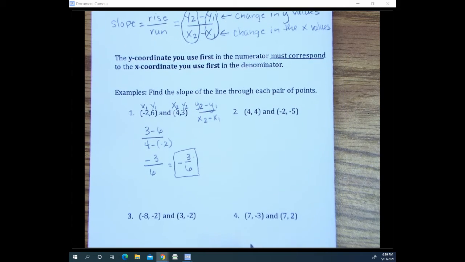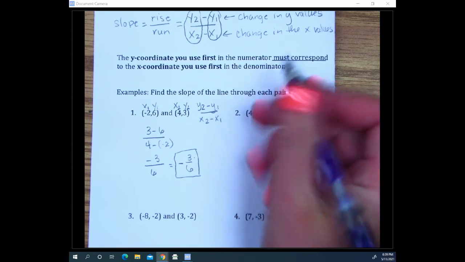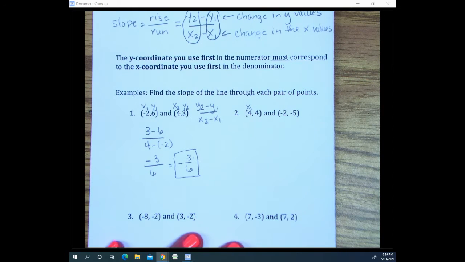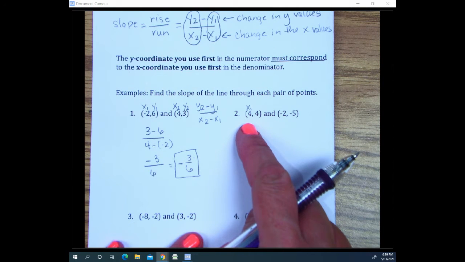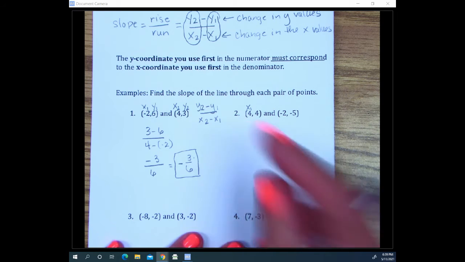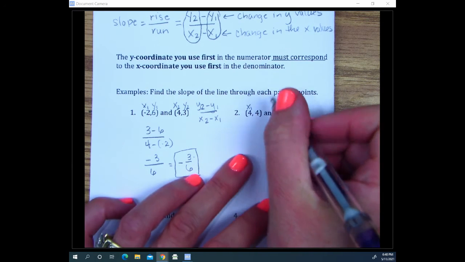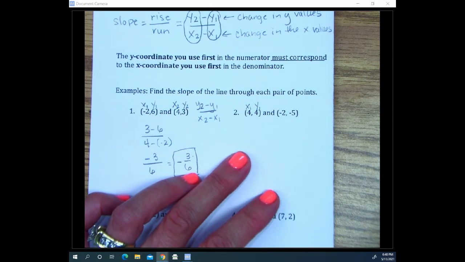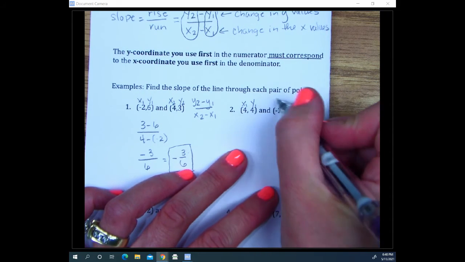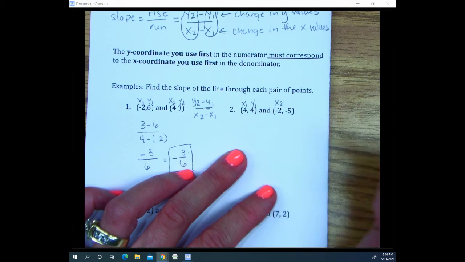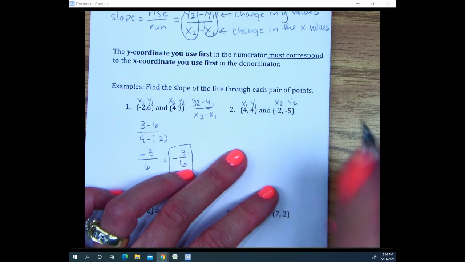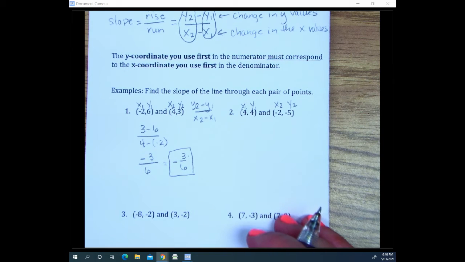All right, for our next example, I'm going to do the same thing. I'm going to label these. That's the x-coordinate of the first point, so I'm going to call it x1. This is the y-coordinate of the first point, so I'm going to call it y1. This is the x-coordinate of the second point, so I'm going to call it x2. And this is the y-coordinate of the second point, so let's call it y2.